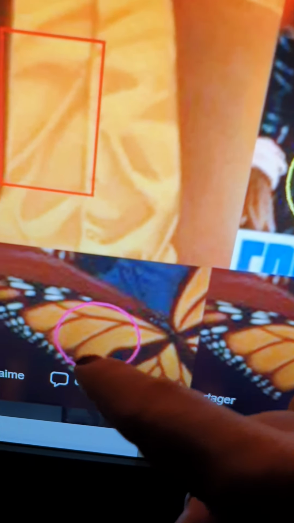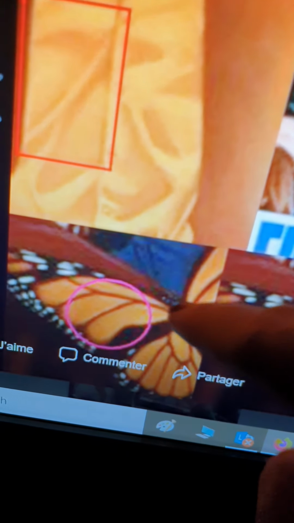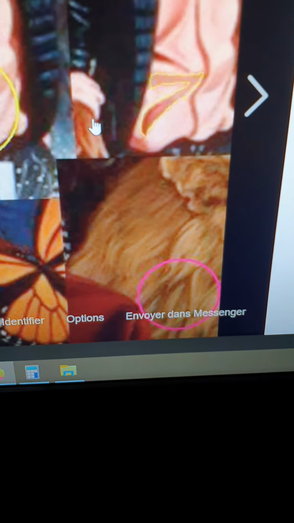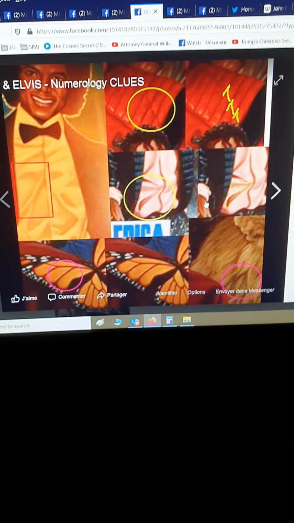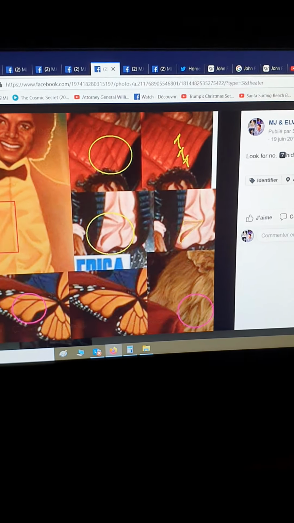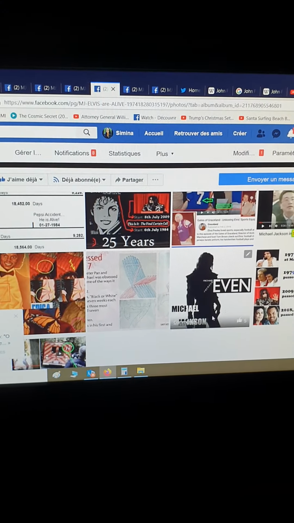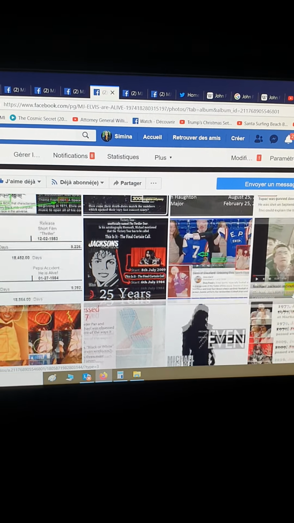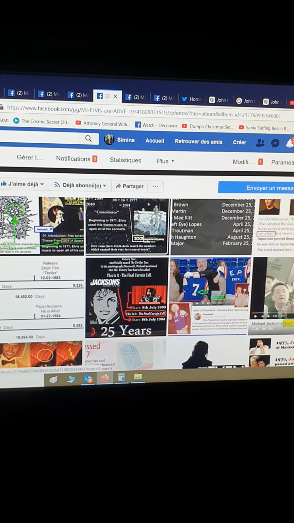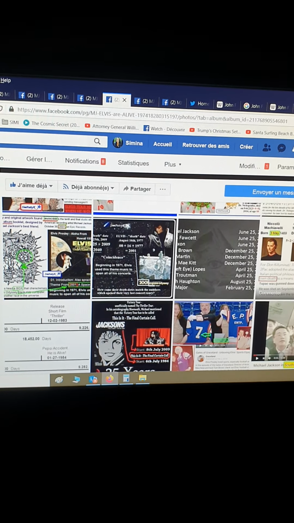Also, the butterfly still from the cover of that album has number 7. And here again, this is a hair, I don't know whose hair, again a number 7. So full of sevens on the Michael album cover. Some other weird stuff.